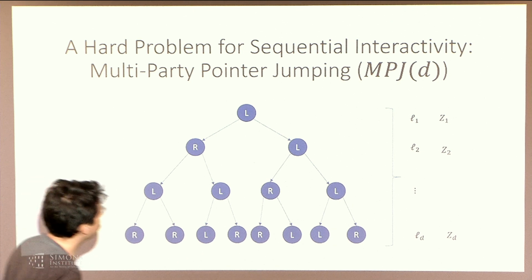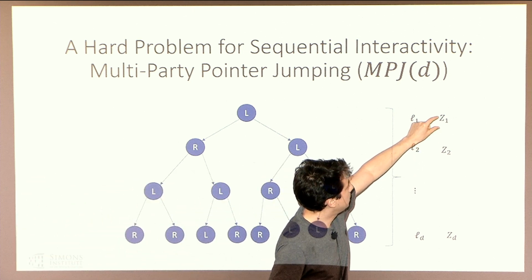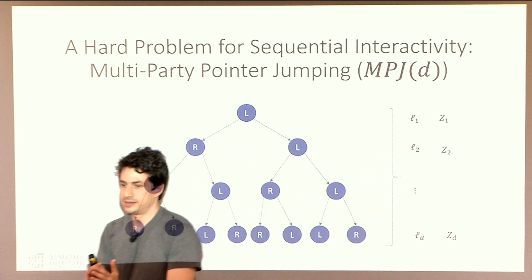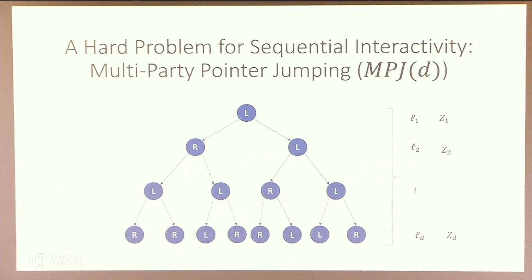Okay? And at a particular level I will call Z_i just the vector of the labels of the vertices at that level. So once I've labeled the tree like this, it induces a unique root to leaf path down the tree. Okay? So call something like this, when I assign these labels to every vertex in a complete binary tree, an instance of the multi-party pointer jumping problem.